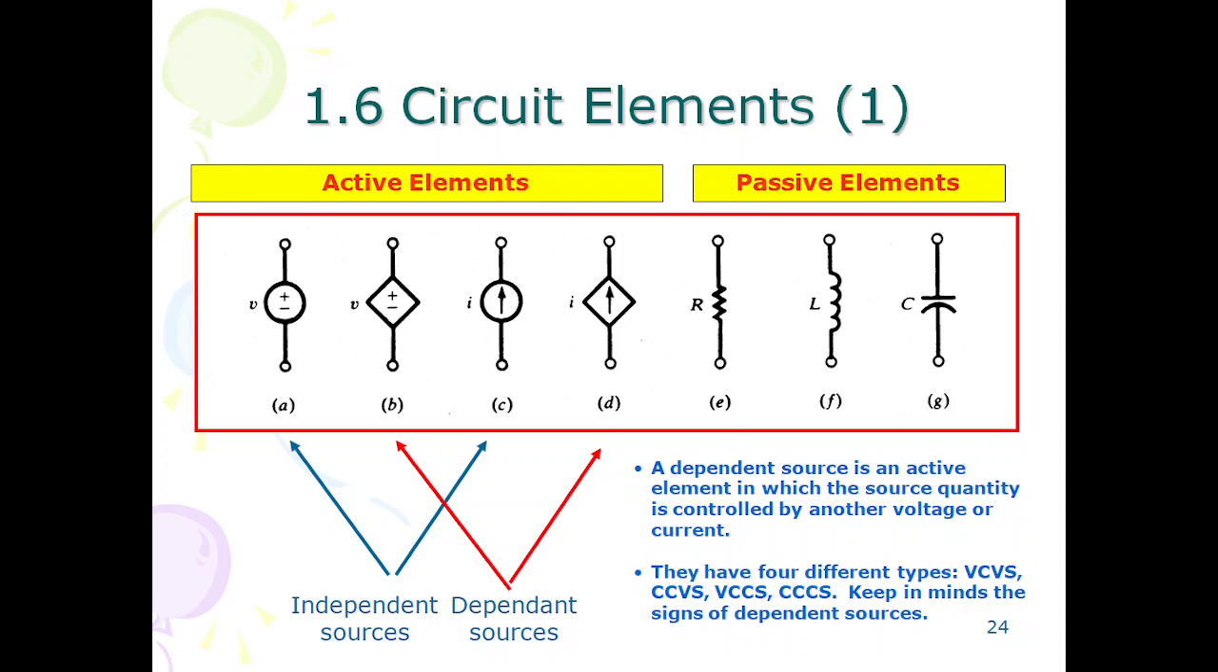In this figure, A and C are independent sources, while B and D are dependent sources. Further, among the dependent sources, if a certain voltage source depends upon a voltage in a given circuit, then it is called a voltage controlled voltage source.